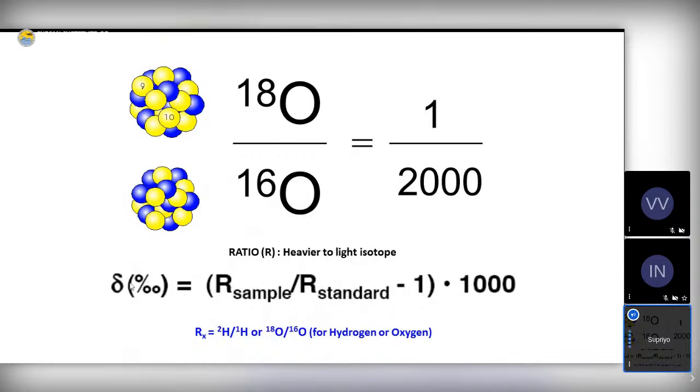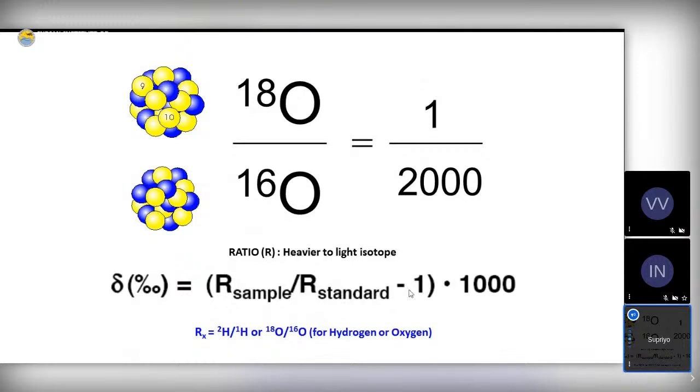And this difference is quantified using a symbol called delta, which is defined as the relative difference between the isotopic ratio of a sample with respect to a standard whose isotopic ratio is precisely known. For example, R sample means it is the ratio of 2H by 1H or 18O by 16O.